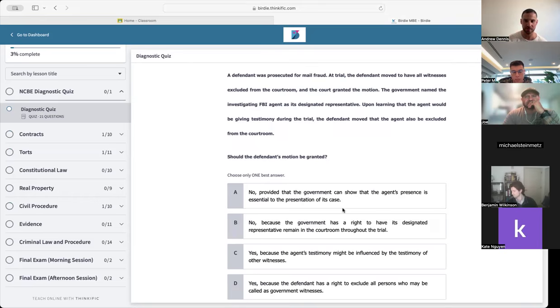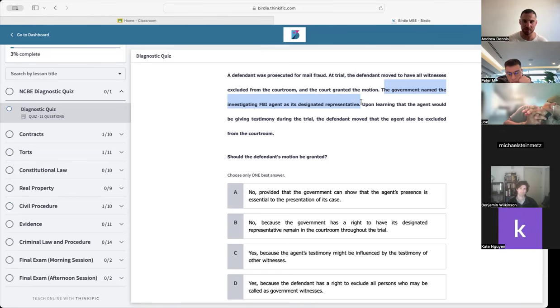So, should the defendant's motion be granted? A defendant was prosecuted for mail fraud. At trial, the defendant moved to have all witnesses excluded from the courtroom, and the court granted the motion. The government named the investigating FBI agent as a designated representative. Okay, so this person stands in the shoes of the government and has a right to be there for all the important things.